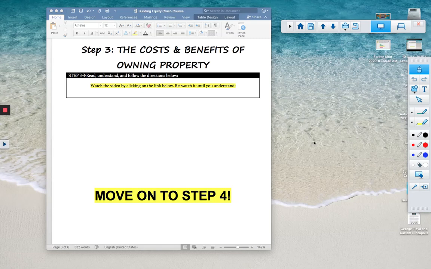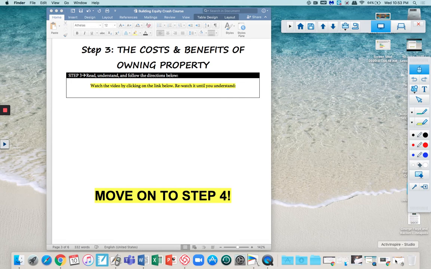So right now you're on step three, and step three is going to be about the costs and benefits of owning property. The information I'm going to give you here is just some things to think about when it comes to buying property, because when we think of property, right?